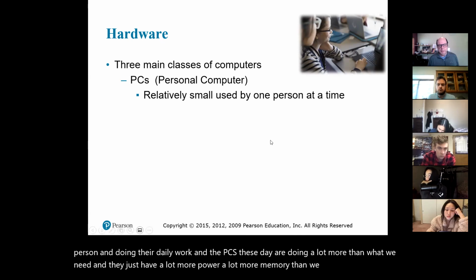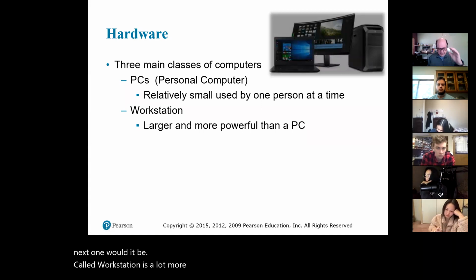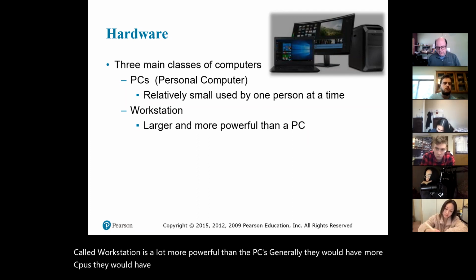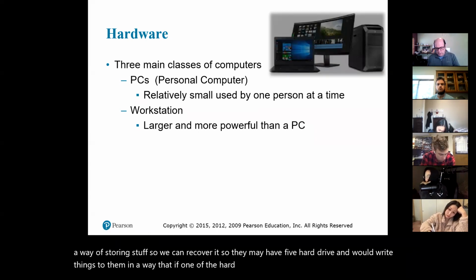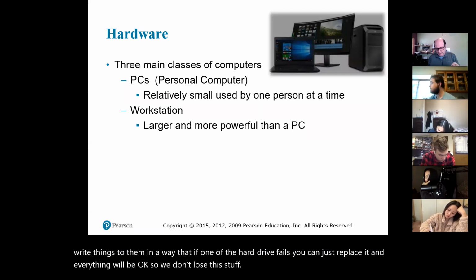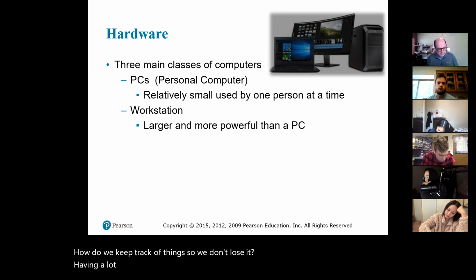The next one is called a workstation, which is a lot more powerful than a PC. Generally, they have more CPUs, more processing power, more room for storage, and a way of storing stuff so we can recover it. They may have 5 hard drives and write things to them in a way that if one of the hard drives fails, you can just replace it and everything will be okay. So we don't lose stuff. How do we keep track of things so we don't lose them? Having a lot more, and we can have more people on the workstation.